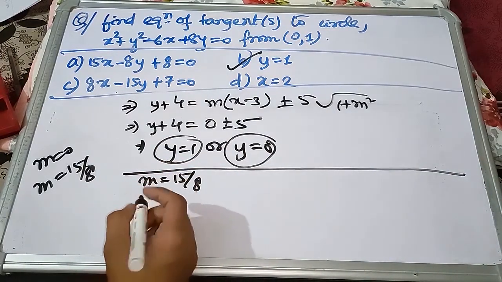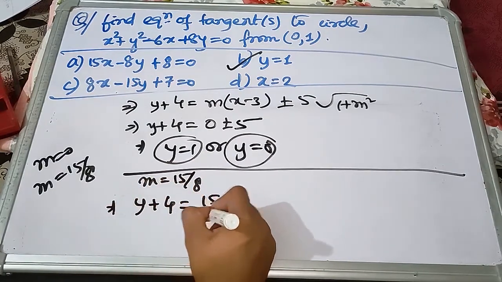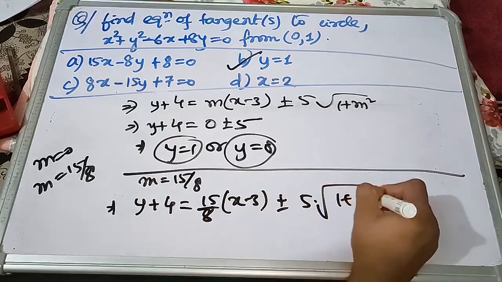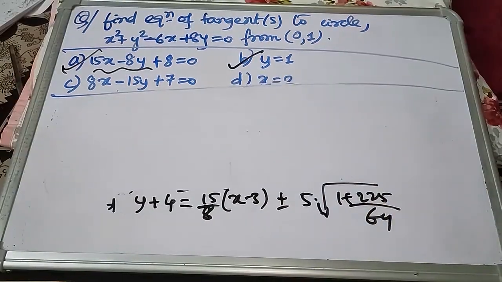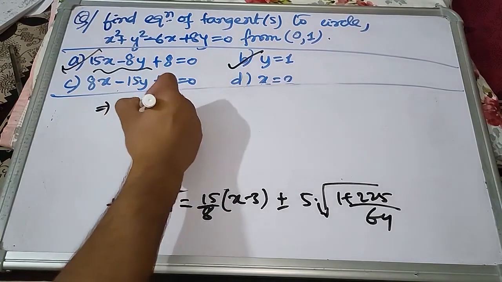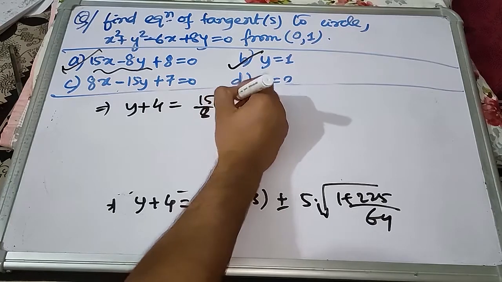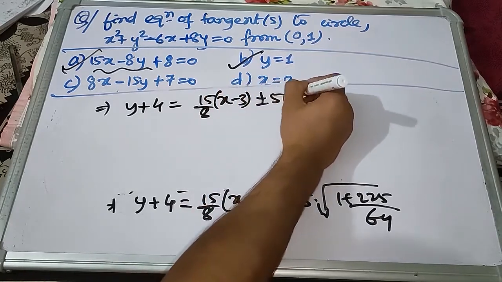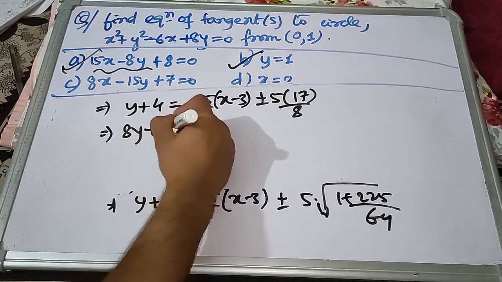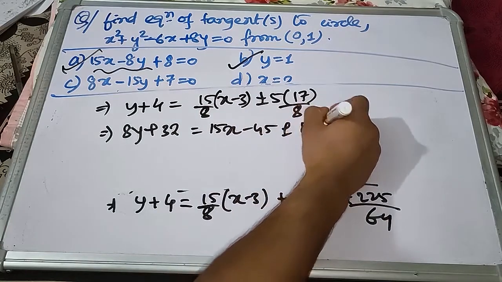So what does it become? y plus 4 equals 15 by 8 into x minus 3 plus minus 5 into root under 1 plus 225 by 64. Now transforming this, it becomes y plus 4 equals 15 by 8 into x minus 3 plus minus 5 into 17 by 8. So you multiply by 8: 8y plus 32 equals 15x minus 45 plus minus 85.